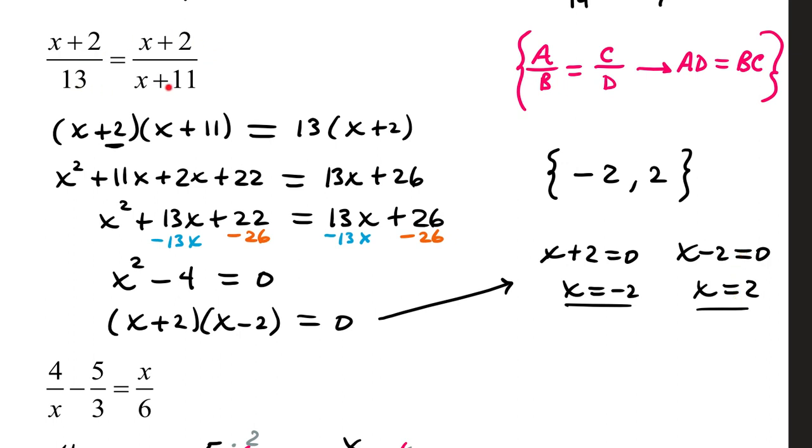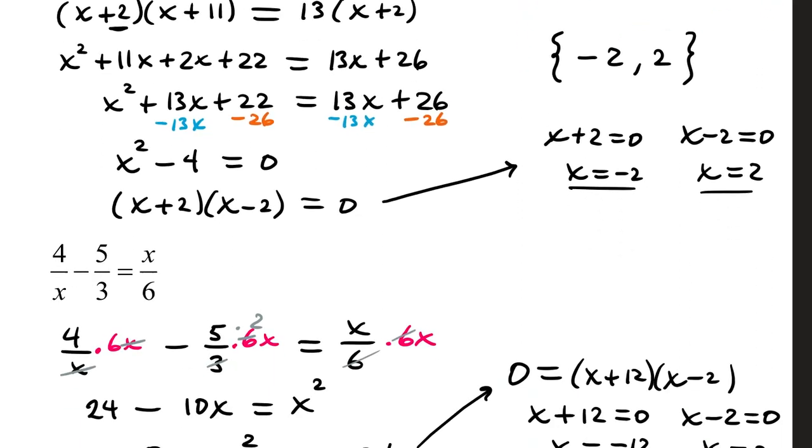Go back to the original problem. The only value of x we couldn't use would be -11, and that's because if x is -11, we get a 0 denominator, resulting in an undefined.